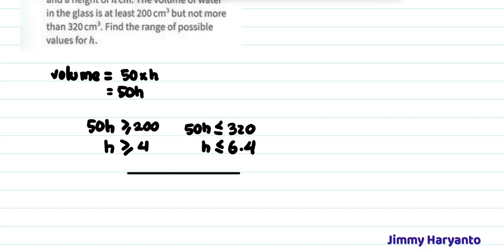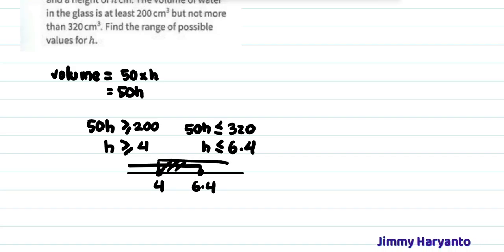Let's combine them. We have 4 right here, and 6.4 right there. 6.4 goes to the right, 4 goes to the left. That means 4 less than or equal to h, less than or equal to 6.4. Okay, this is how you do it.